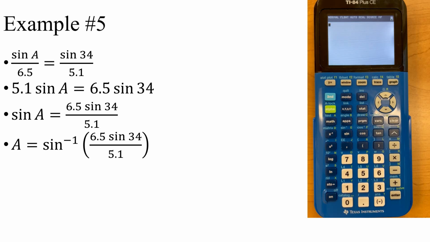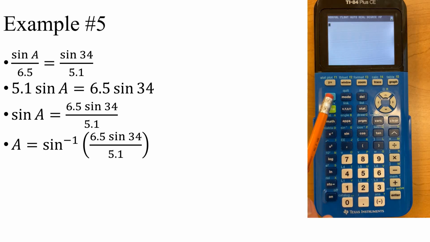So here's our next application of law of sines. Here, we're still cross-multiplying, and we're still dividing to isolate the variable, but the variable is part of a trig function because it's sine A over 6.5 equals sine 34 over 5.1. So it's 5.1 sine A equals 6.5 sine 34. So again, divided by the 5.1, A is not truly by itself. But as we saw a couple of examples ago, anytime I'm trying to get the angle by itself and it's connected to a trig function, we do our inverse. So we're doing the sine inverse of this value right here.